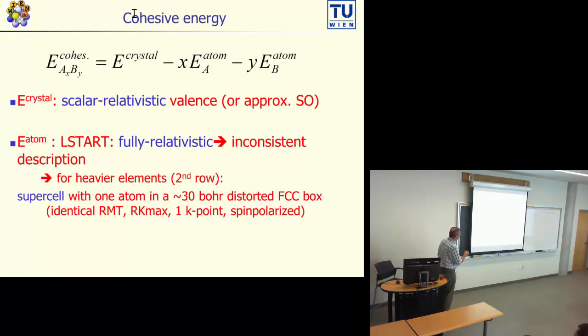That means if you do your crystal, you usually do a scalar relativistic calculation for the valence electrons and a fully relativistic one for the core electrons, and you have therefore to do the same thing also for the atoms. That means we will not use the atomic energy, for instance, from this atomic code L star, because this is a fully relativistic code and its total energy is therefore not really compatible with the total energy of a crystalline calculation. That means also for the atoms we have to do a crystalline calculation.